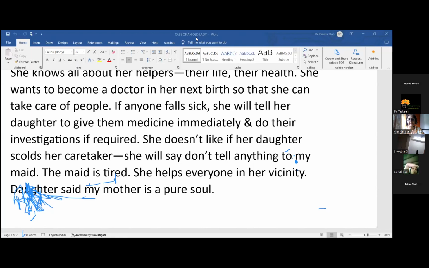Arsenic won't be so selfless now. Yeah, she's giving food to everybody. She's looking after the health. So it's not arsenic.